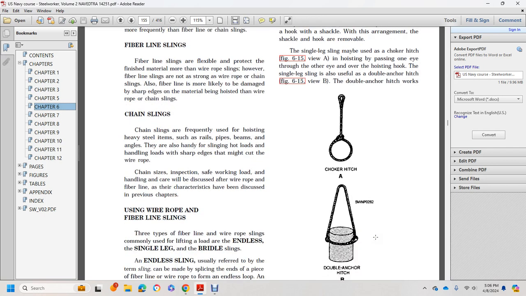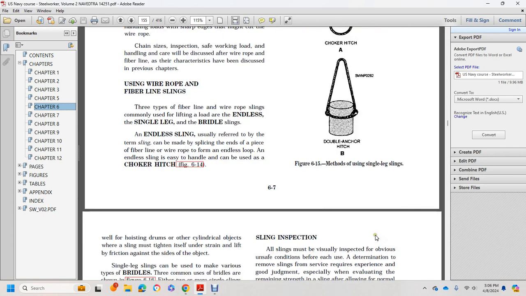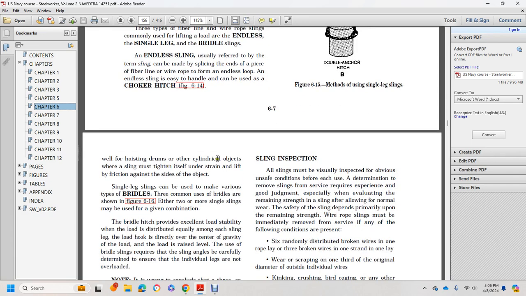16A shows the choker hitch and 16B shows the double anchor hitch. When hoisting drums over cylindrical objects, the lifting sling might be tight enough to open itself with an unrestrained lift, due to the friction against the side of the object.